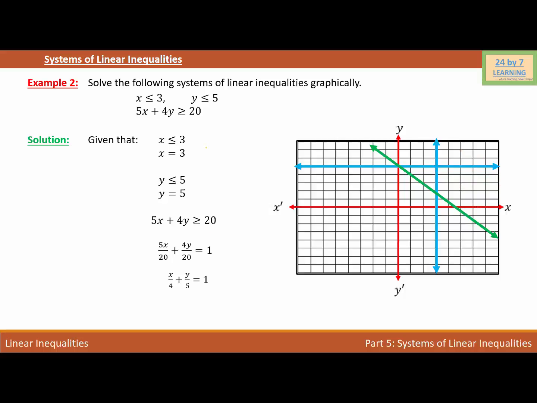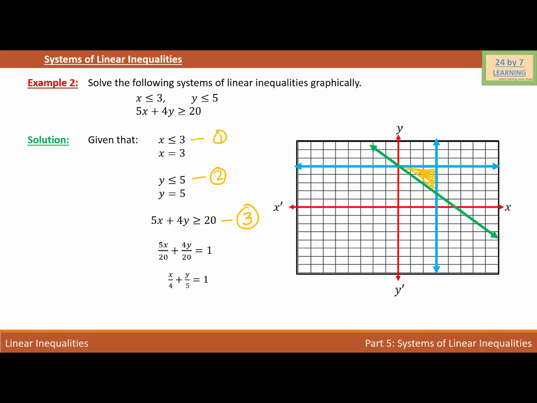Now the solution for this system of linear inequalities is basically the common area created by my first inequality, my second inequality, and my third inequality. And if you look closely, inequality 1 tells me to stay on the left, inequality 2 tells me to stay below this line, but inequality 3 tells me to stay over this line. So basically this is the area, the common area for all three inequalities.